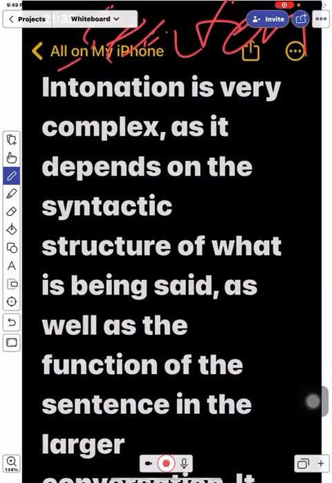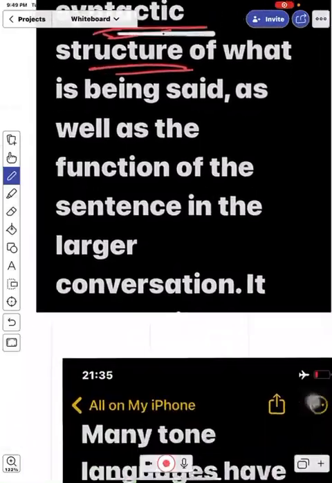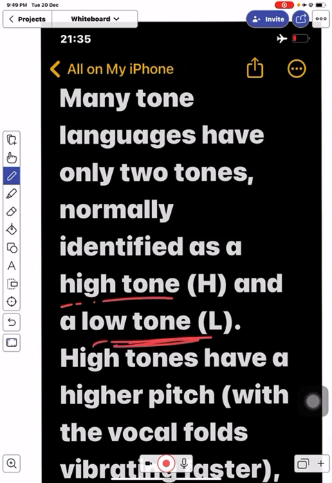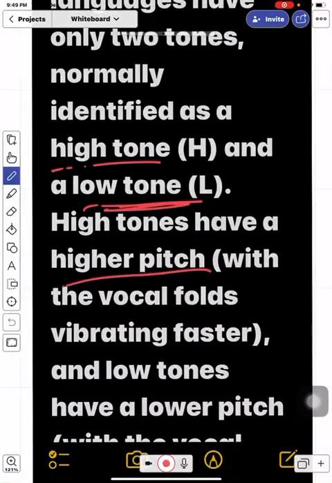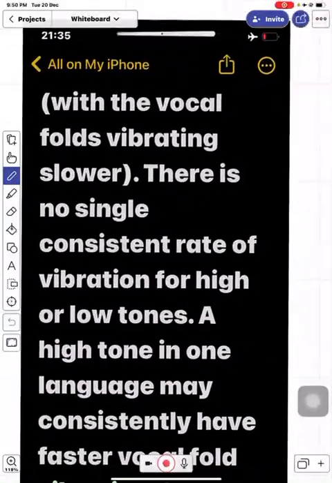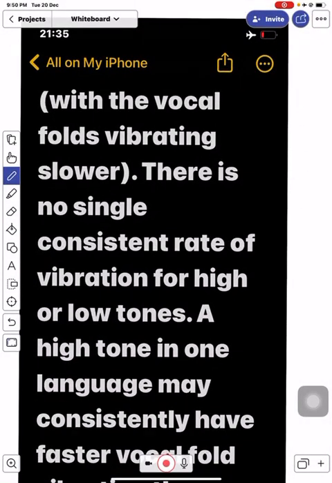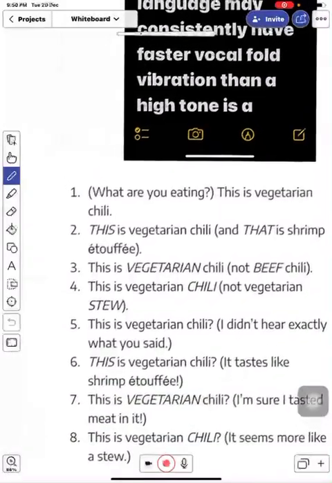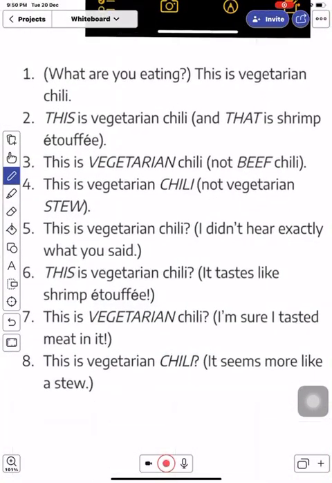Intonation is very complex and depends on the syntactic structure of what is being said. Many tonal languages have different types of tones, high tone or low tone. High tones have higher pitch. Vocal folds vibrate faster when higher tones are produced, whereas vocal cords vibrate slower when low tones are produced. So that was tone.